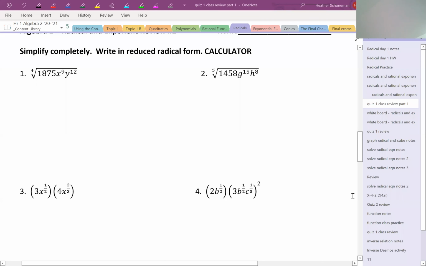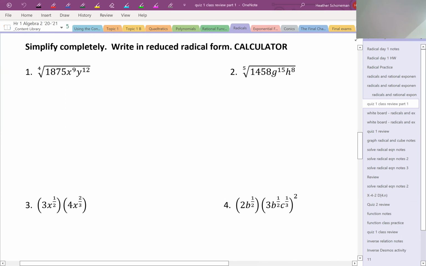Okay, here is the second part of the quiz one review. For this part, these problems could show up in the calculator part of the test. But remember that your quiz is all calculator allowed, even though your test is part no calculator, part calculator. I just want to start the process now of helping you understand what's going to be what.